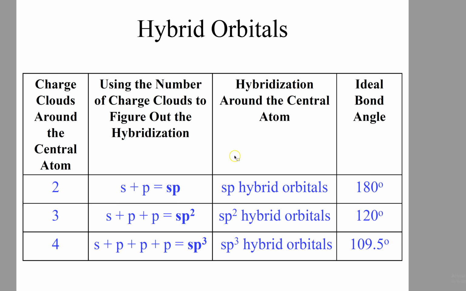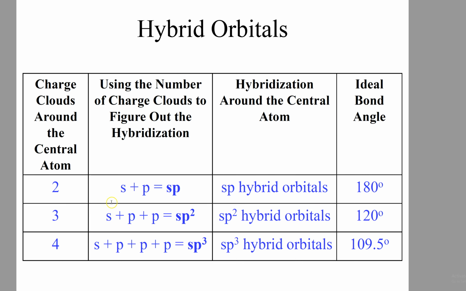A great example of this is carbon dioxide. These charge clouds are basically how many attachments you have. So I have two attachments to the carbon, oxygen and oxygen, and you end up with two around that central atom. What you first have to do is figure out the number of charge clouds to figure out what the hybridization is. Usually it's going to be an sp hybrid orbital because you're going to utilize the S and the P, and the bond angle here is going to be a 180-degree angle.